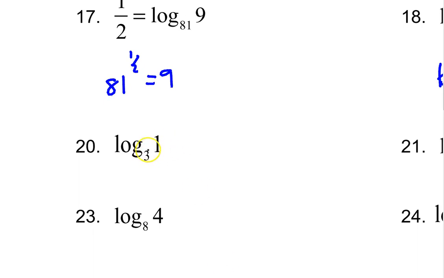Same thing here. 3 to what power equals 1? You might remember there was a property that said it didn't matter what the base was. If this number here is 1, there's only one way to get an answer of 1 when you're using exponents, and that's to raise it to the 0 power. Any number to the 0 power is 1. So you can almost ignore whatever this number is, and if you see a 1 here, you already know it's going to be 0. That's always the case.